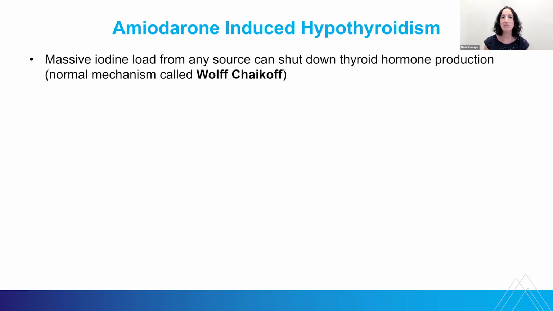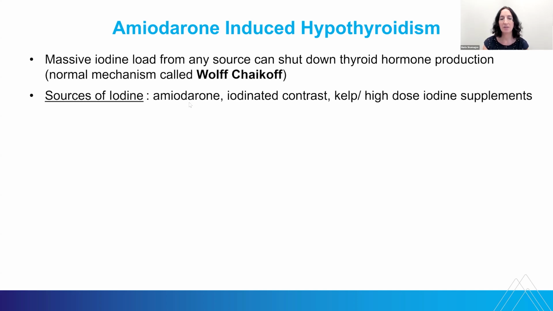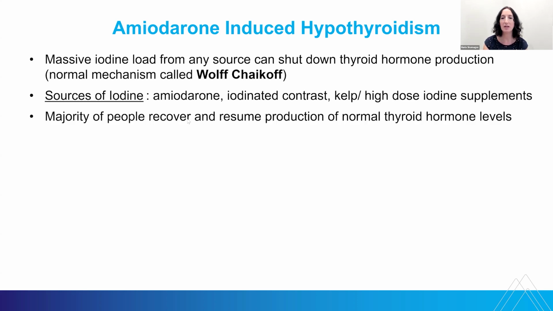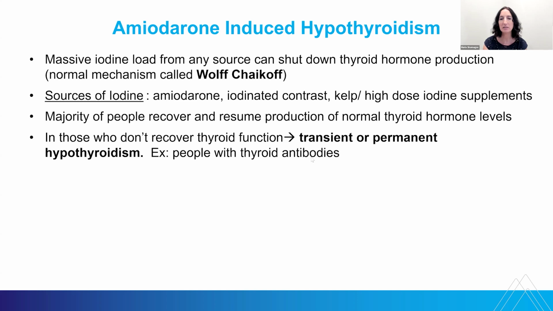So once the thyroid gland equilibrates, it'll go back to making its thyroid hormone, but it won't make excess thyroid hormone. The sources of iodine that can trigger hypothyroidism or sometimes hyperthyroidism include amiodarone, iodinated contrast, or high dose iodine supplements, concentrated supplements, or kelp. The majority of people, again, will recover from this and resume production of normal thyroid hormone levels. However, if somebody has thyroid antibodies, like Hashimoto's type antibodies, they are less likely to recover and they may develop permanent hypothyroidism.